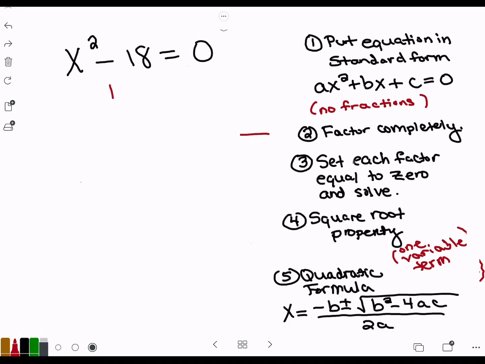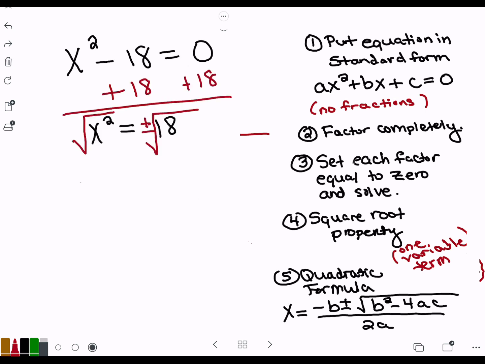X squared minus 18 is equal to 0. So this is a situation where it would be good to use the square root property. So to do the square root property, you need to first get the variable term isolated. So the x squared needs to be on one side by itself. So what I'm going to do is move the 18 to the other side. Then I'm going to take the square root of both sides. But when I take the square root, I have to put plus or minus in front of the square root. So square root of x squared is x. And then plus or minus square root of 18.